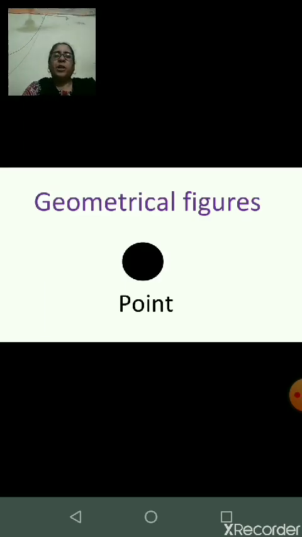Now before we proceed with our chapter, I am going to show you something. Now in this slide, what do you see, children? Yes, you see a small dot. That dot is called a point. It is called a point in mathematics.